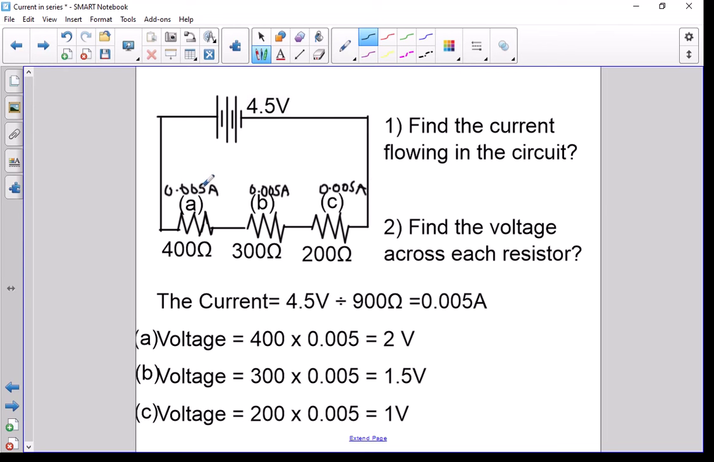Well, we now know the current and the resistance for each component, so that tells us we can find our voltage. So for the first component, when we multiply current times resistance, we know there's 2 volts across there. There's going to be 1.5 volts across there, and there's going to be 1 volt at the end. And notice that our potential drops across each component total 4.5 volts, which is the potential drop across the whole lot.